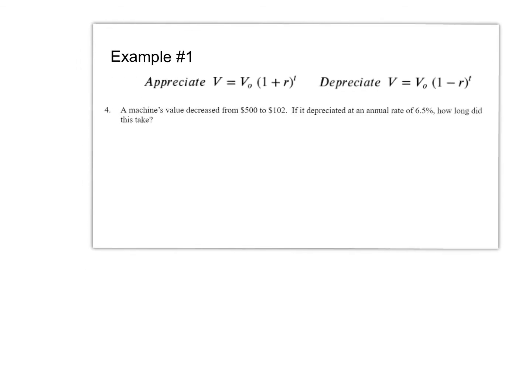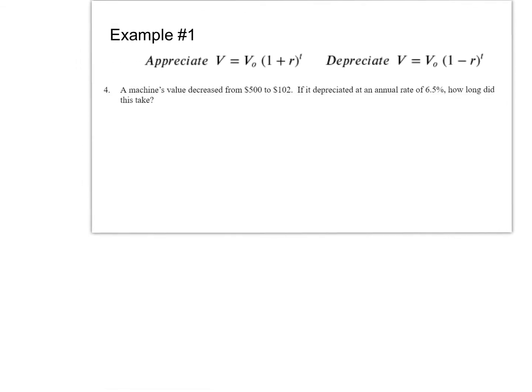All right, so here we go. It says, a machine's value decreased from $500 to $102. If its rate of depreciation is 6.5%, how long did this take? All right, so we read it. Our next step, let's go through this. A machine's value decreases, which means it's a depreciation. From $500, that's the original value, to $102.